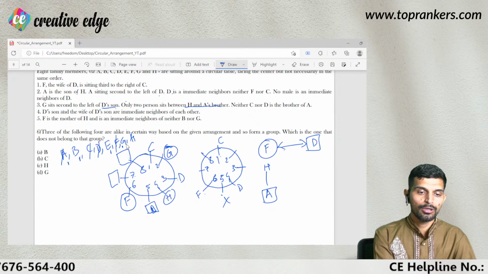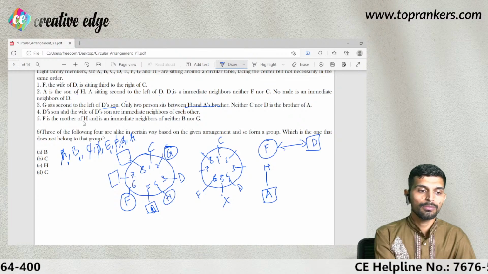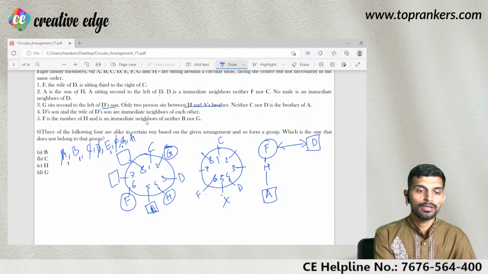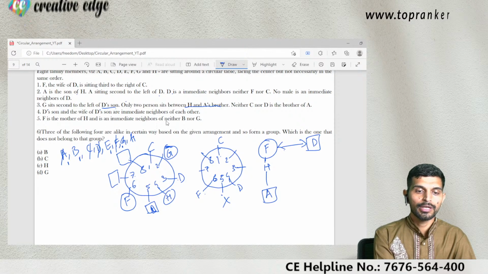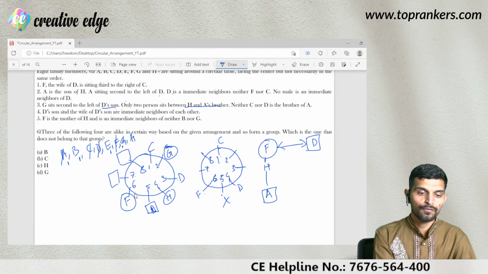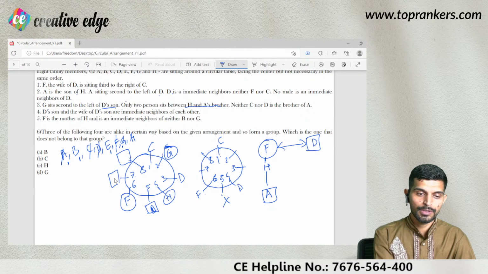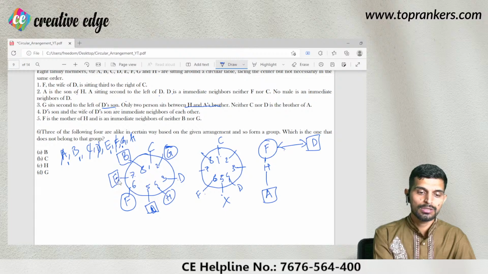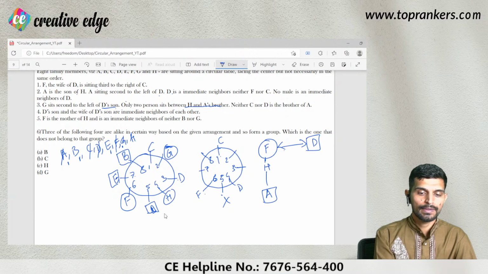A's brother cannot be H, G, but E or B. So I'm left with E or B. F is mother of H. F is mother of H and is an immediate neighbor of B or G. F is not immediate neighbor of B or G. So this person cannot be B. So this person has to be B and this person has to be E. So this E is brother of A.